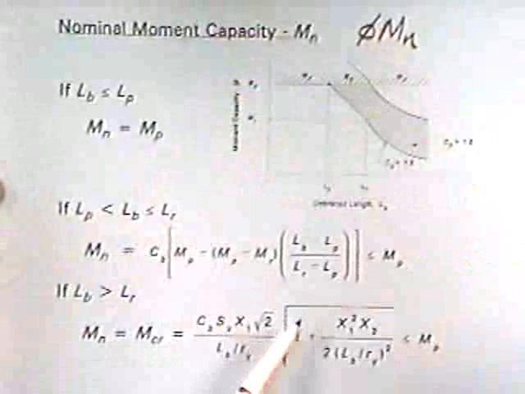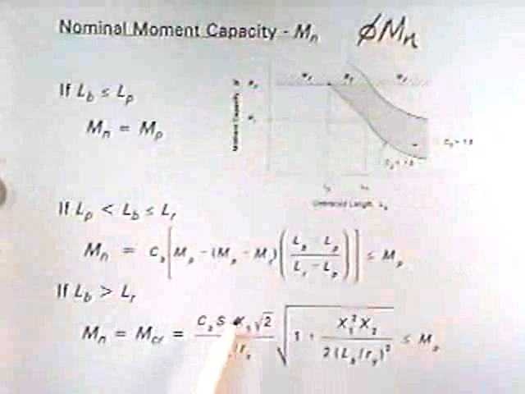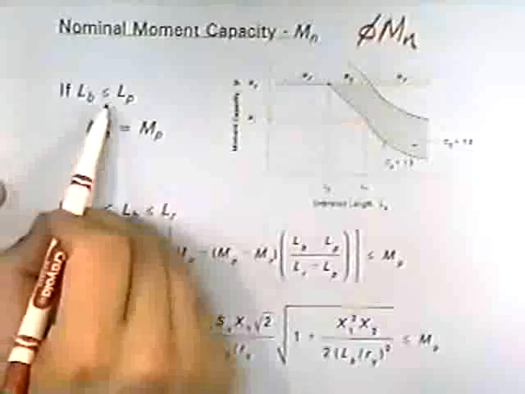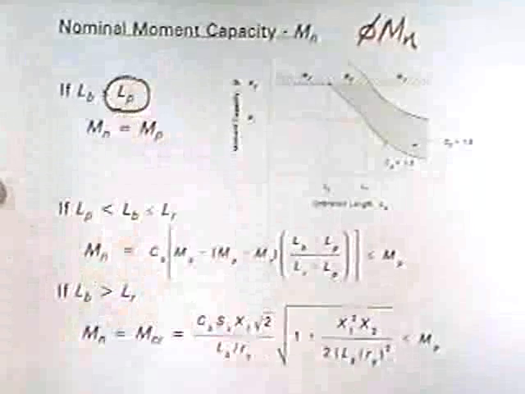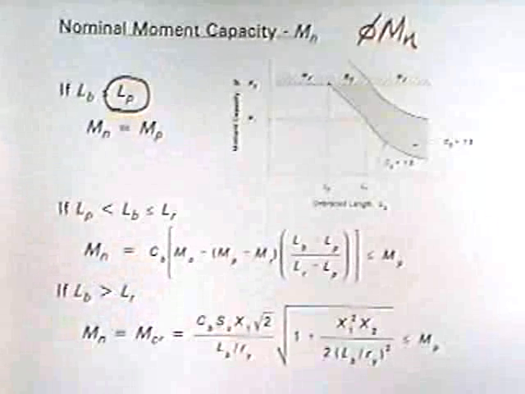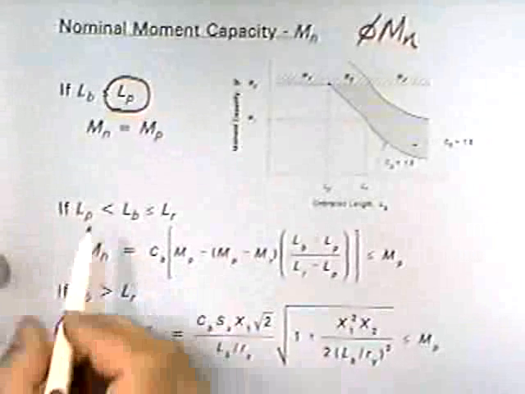You don't really have to worry too much about these because they have what are called beam charts that you can use for design. But now, if our unbraced length is less than a length that we call L sub p, then we don't have problems with lateral torsional buckling. You have to get up to a certain unbraced length before you begin to have problems with lateral torsional buckling.